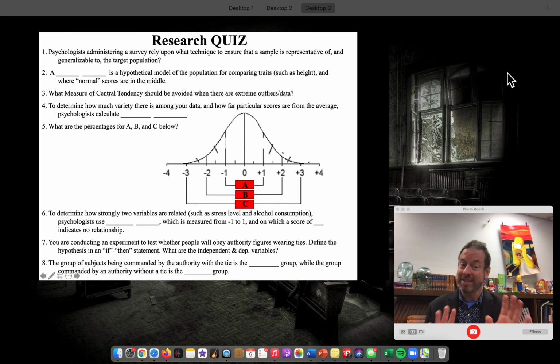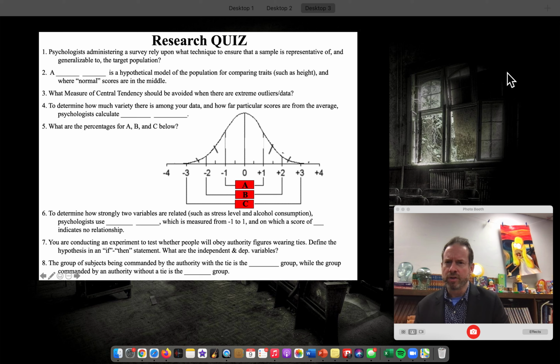A random assignment is what you do in an experiment where you've got all your volunteers and then you randomly assign them to the two groups to make sure they're balanced and there's not one that has an advantage over the other. So this is random sampling we're talking about in number one. Number two, bell curve or normal curve. They love these, like the one you're seeing there for number five.